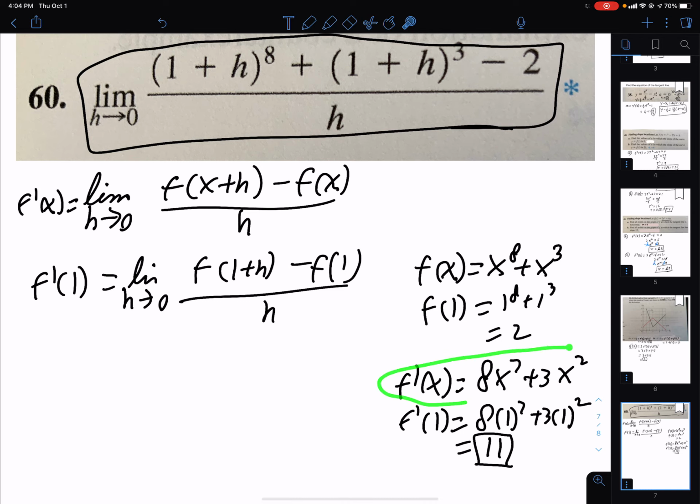I find the derivative of f, and I plug in my 1. Craziness. That's why you need to understand the derivative formula.